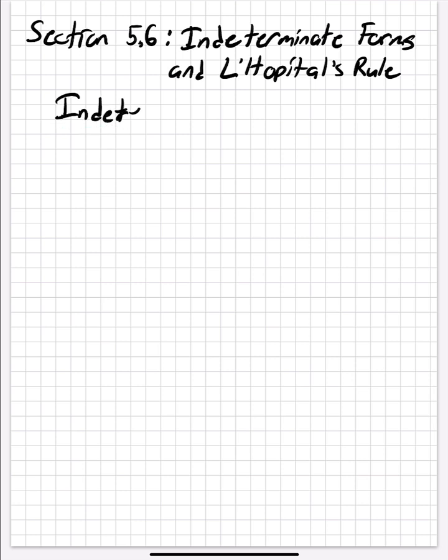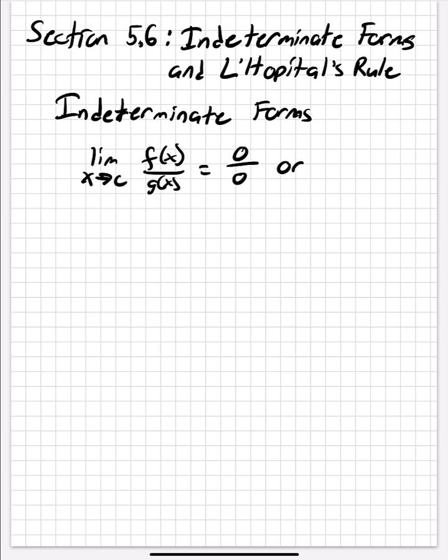So indeterminate form is to do with limits. Indeterminate forms. Indeterminate forms are when we say, like, okay, we're going to let the limit of x as it approaches a number c, then this function f of x over g of x is equal to 0 over 0 or infinity over infinity. Okay, you have seen indeterminate forms in like chapter 1 and maybe chapter 3.